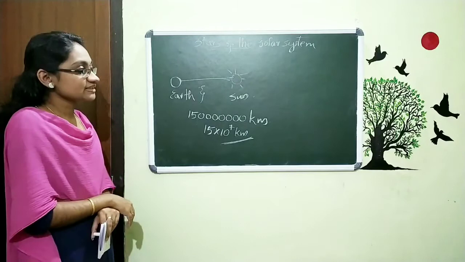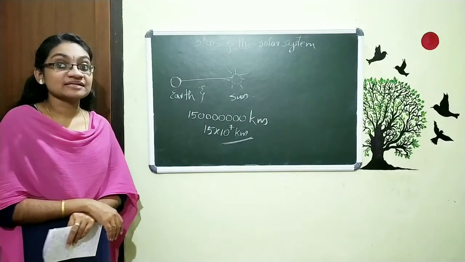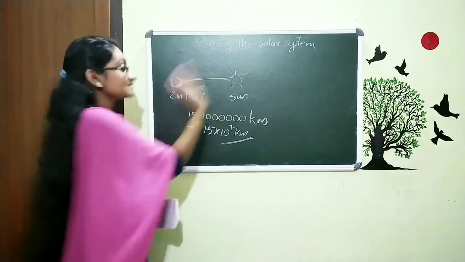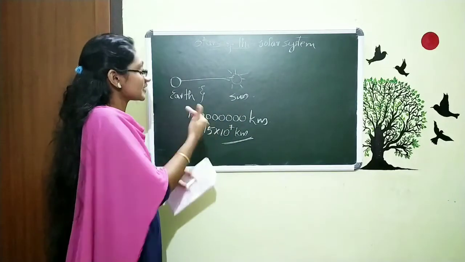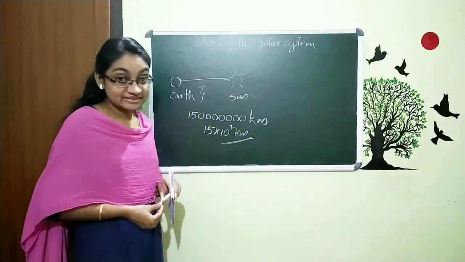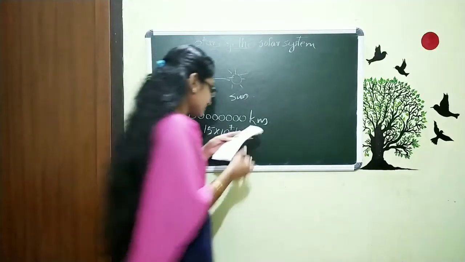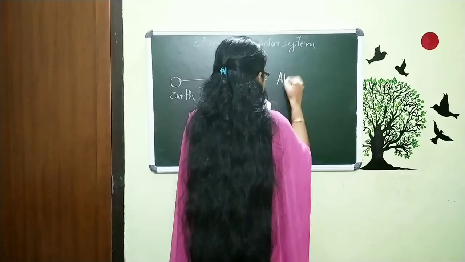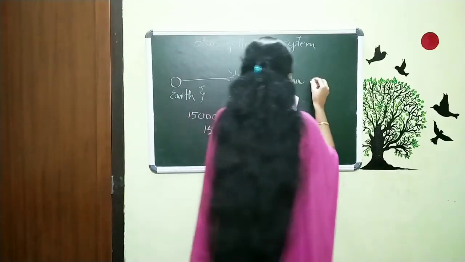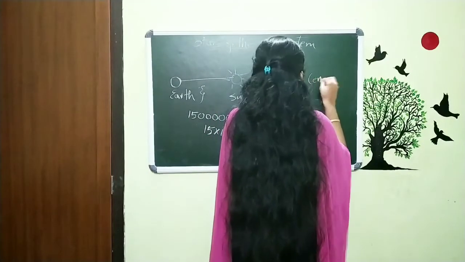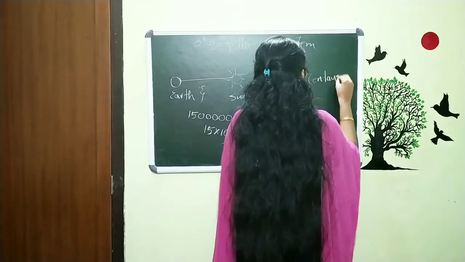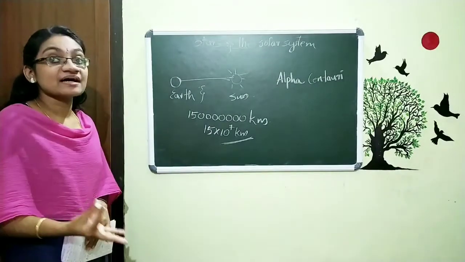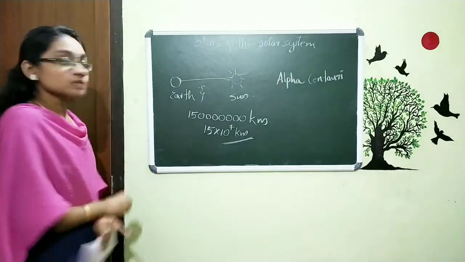Now the question is, which is the other star that is near to the Earth? That means the next star which is near to the Earth. Which is that? The name is Alpha Centauri. Alpha Centauri. This is the next star that is near to Earth.